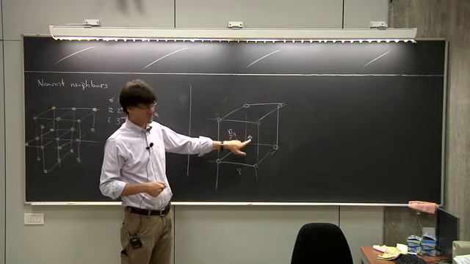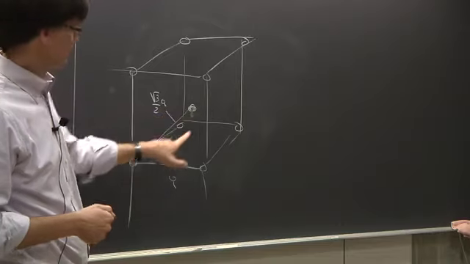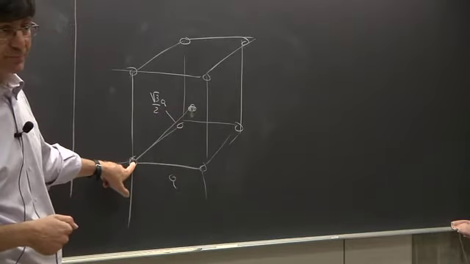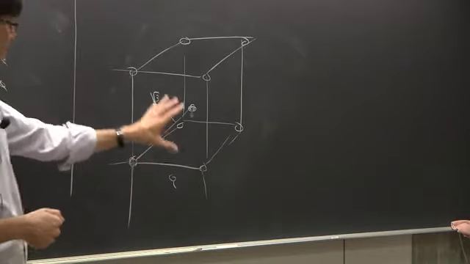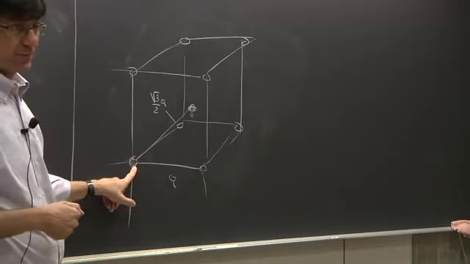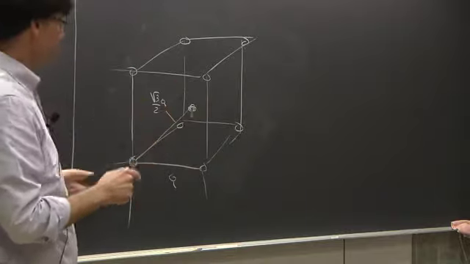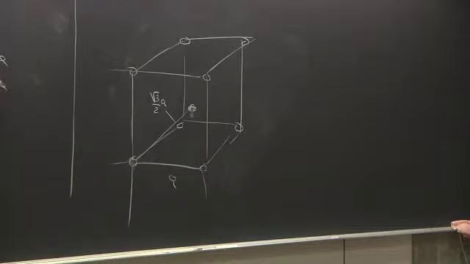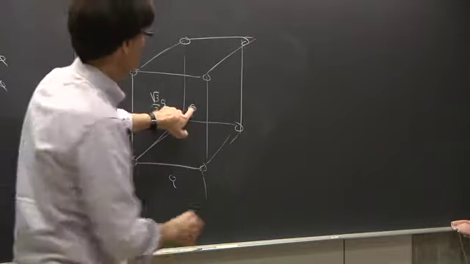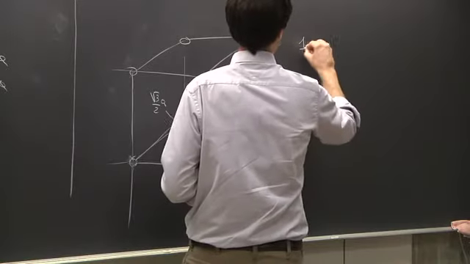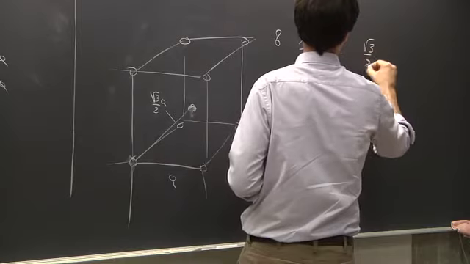But this point is not alone, right? How many of these points are there surrounding this one? 8, right? Because I have 8 equivalent cubes surrounding this point. This is just one octant. There are 8 more octants in all the other directions. So if I sit here, I will have 8 first nearest neighbors at the distance square root 3 over 2 a.